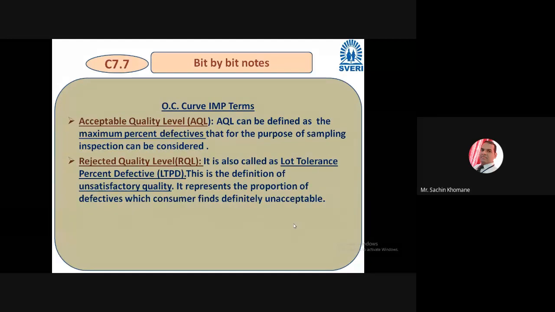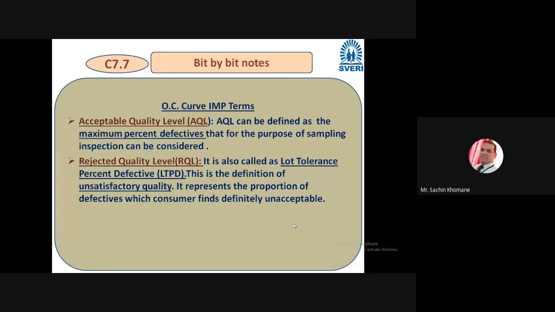Then what is a rejected quality level? Basically it is also called the lot tolerance percent defective. Most of the terms are there in an MCQ, so try to understand what the LTPD, lot tolerance percent defective, is. Actually this is the unsatisfactory quality, and it represents the proportion of defectives which consumers find definitely unacceptable. So at the LTPD, the customer will definitely reject your lot. So that is the rejected quality level.